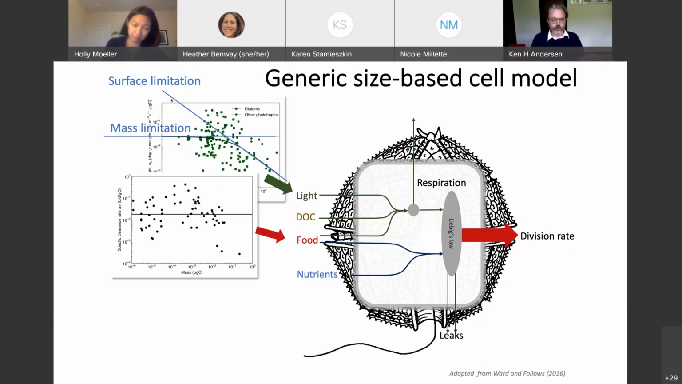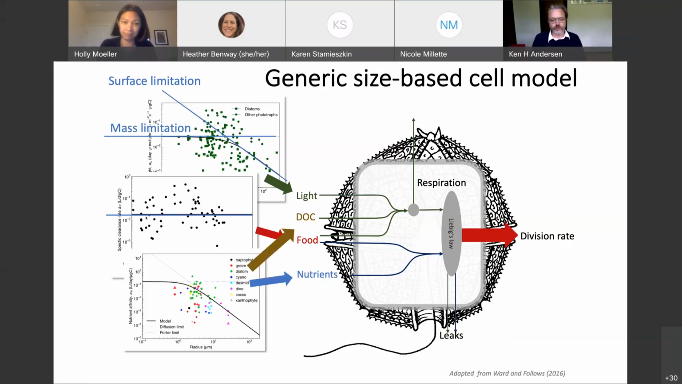Uptake of food or phagotrophic feeding, we don't have a general understanding of why, but the specific clearance rate for food is essentially independent of size. There's a rough rule of thumb. A cell can clear about 1 million of its own volume per day. And that's essentially this line here. That's probably limited by fluid mechanics, but we don't know exactly yet how.